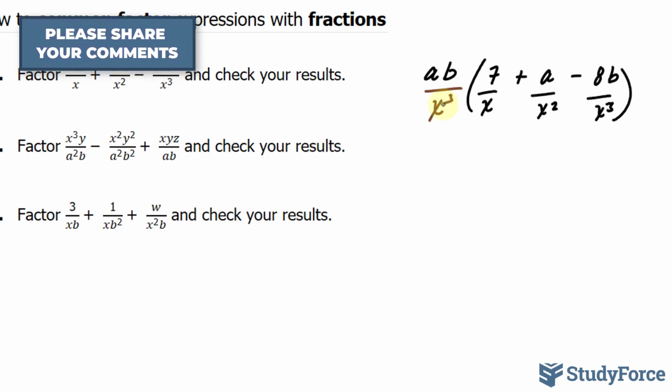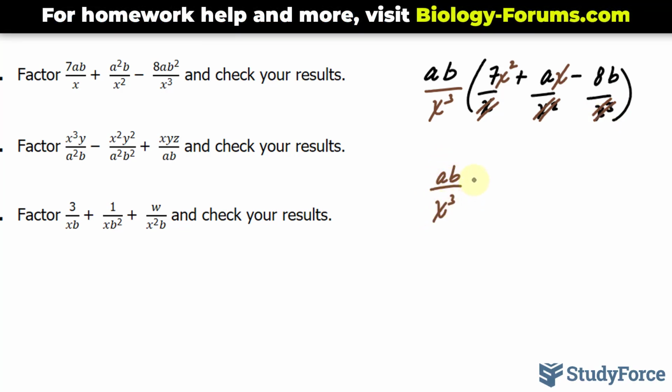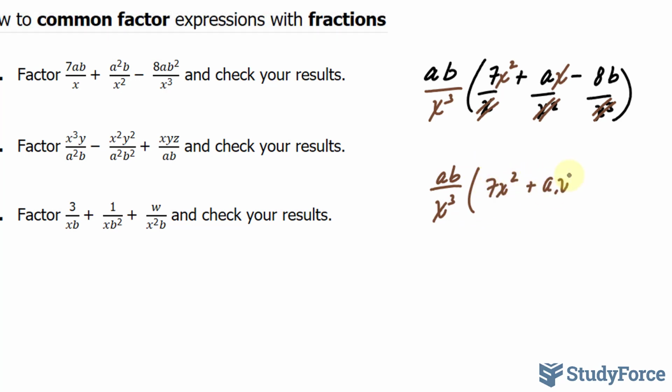If I factor out x to the power of 3, this x goes away, and we're left with x to the power of 2 at the top. I'll explain why in a moment. Here, this x to the power of 2 goes away, leaving us with simply x. And over here, this term will not have any more x's. So our final expression, factored, is ab over x to the power of 3, 7x squared plus ax minus 8b.